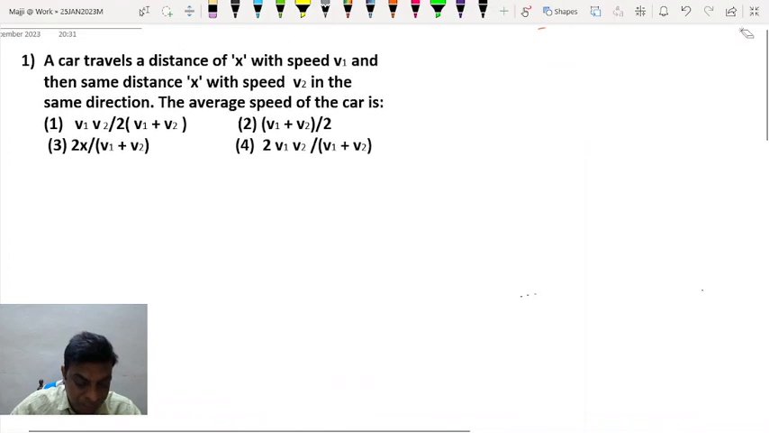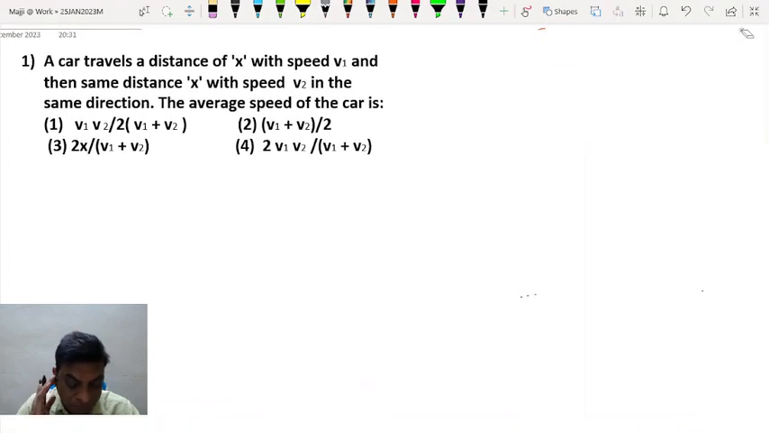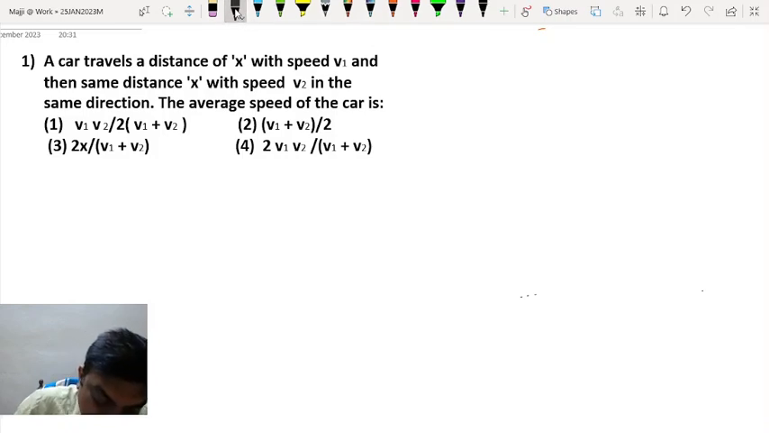As you can see, a car travels a distance x with speed v1 and then the same distance x with speed v2 in the same direction. Average speed of the car is? I'm going to derive the formula, students, but you have to memorize these formulas because in the exam hall you are supposed to know them already, because the moment you start deriving you'll be losing time.